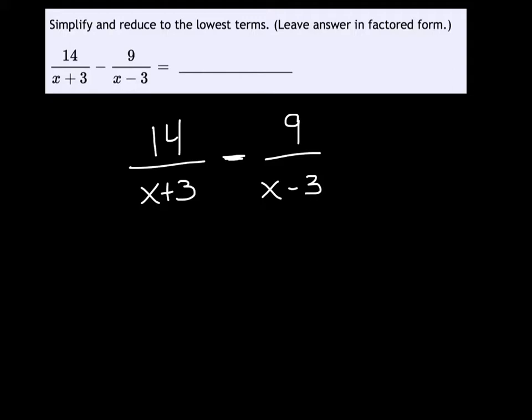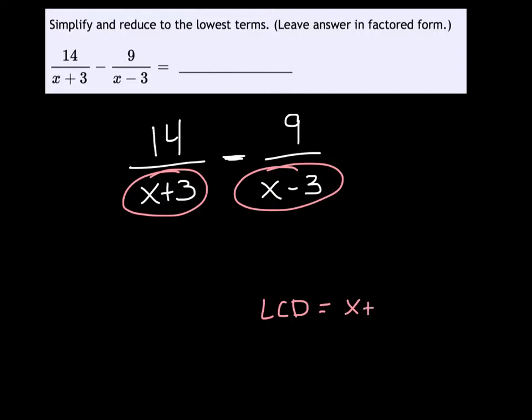any common factors. Always our first step is to factor as much as possible each denominator, but each of these two denominators cannot be factored anymore. So we just treat them as separate factors. In this case, our least common denominator is going to be x plus 3 times x minus 3.